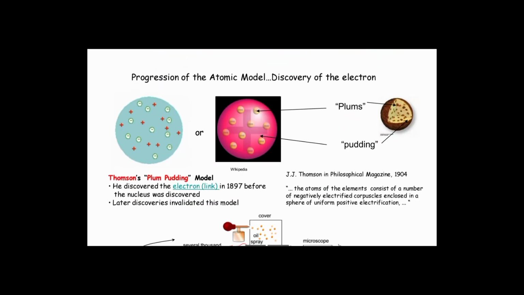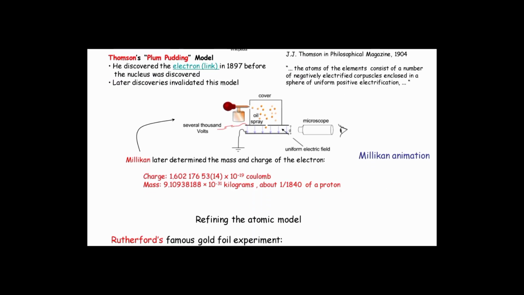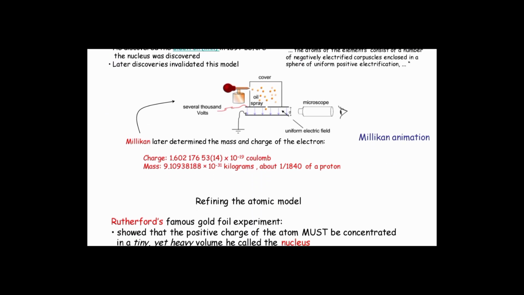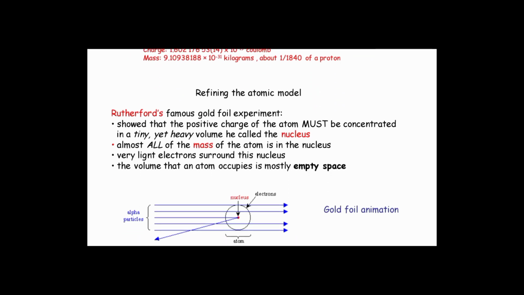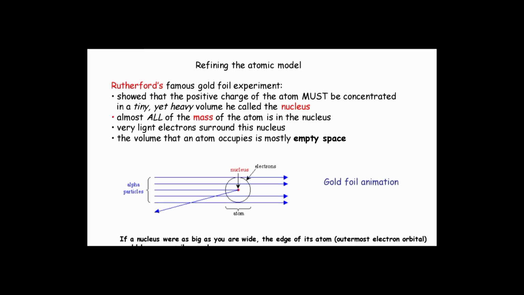Thomson's plum pudding model for the discovery of the electron in 1897. You can see here electrons are like this. Charge on electron and mass of electron here. Next, the atomic model by Rutherford, the famous gold foil experiment. You can see here details.